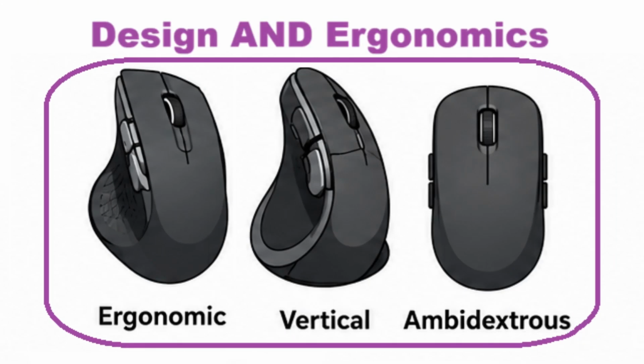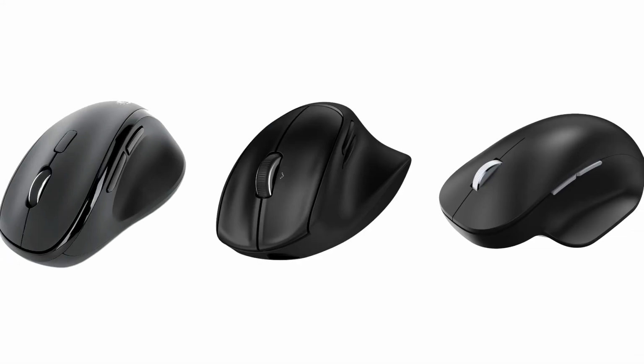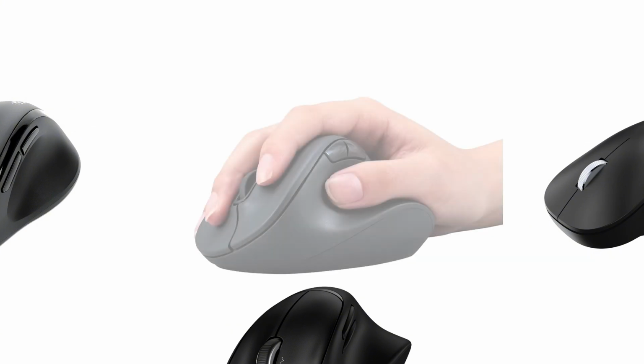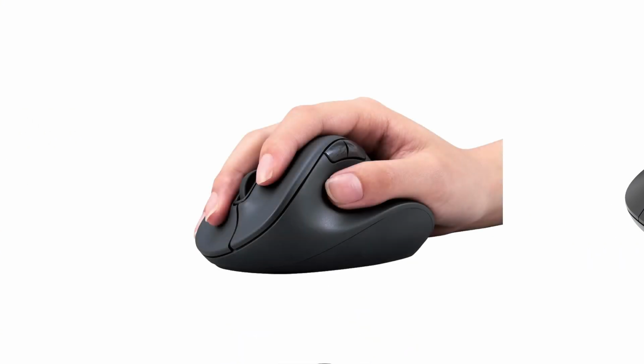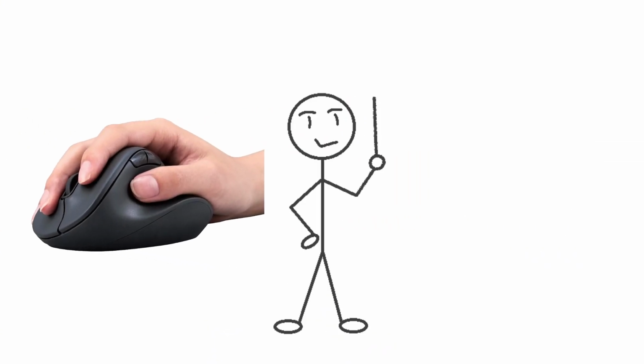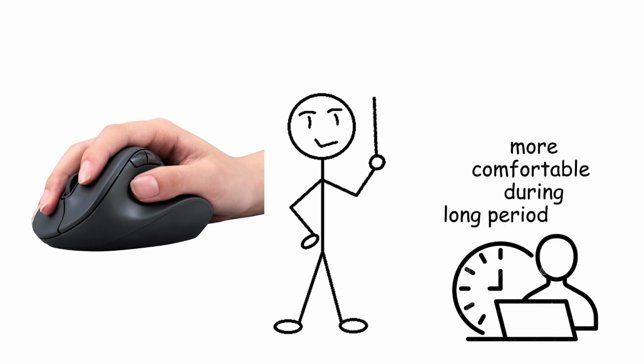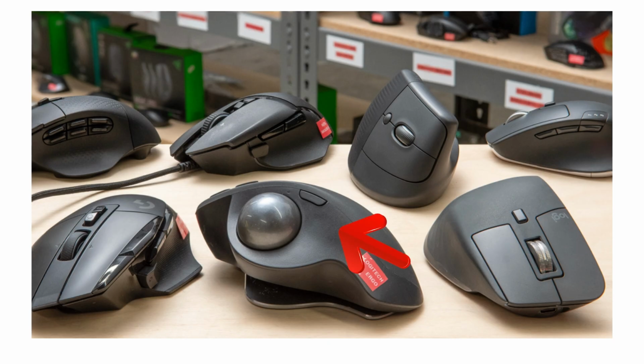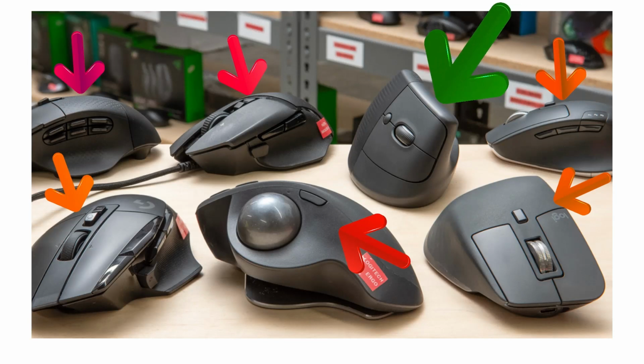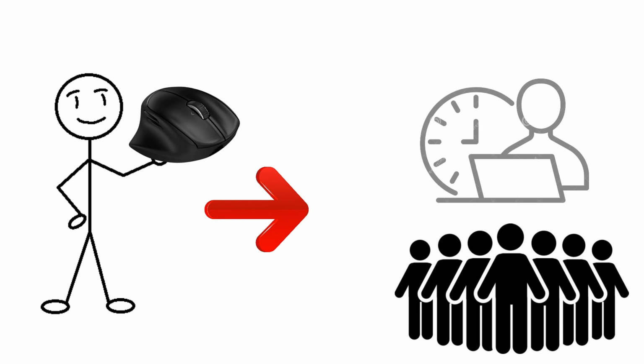Design and ergonomics. Ergonomic mouse. An ergonomic mouse is designed around the shape and position of the hand. Instead of focusing only on appearance, manufacturers try to make the mouse more comfortable during long periods of use. Some models have larger shapes, wider thumb areas, or different angles than a standard mouse. Ergonomic designs became more popular as people began spending many hours working at computers every day.